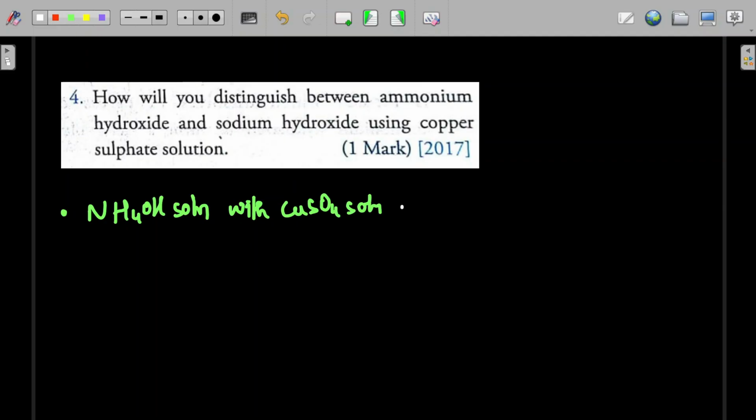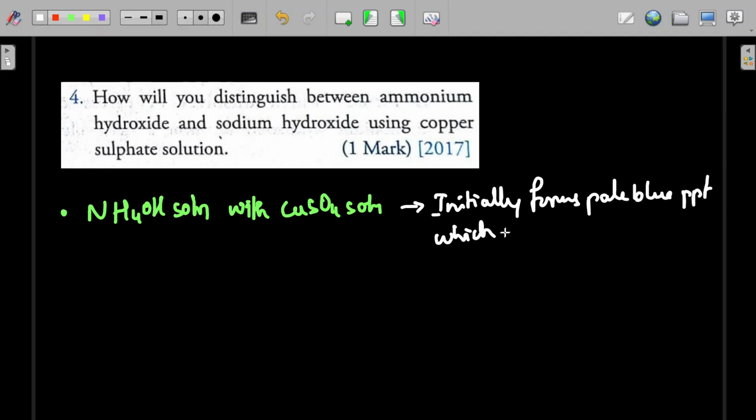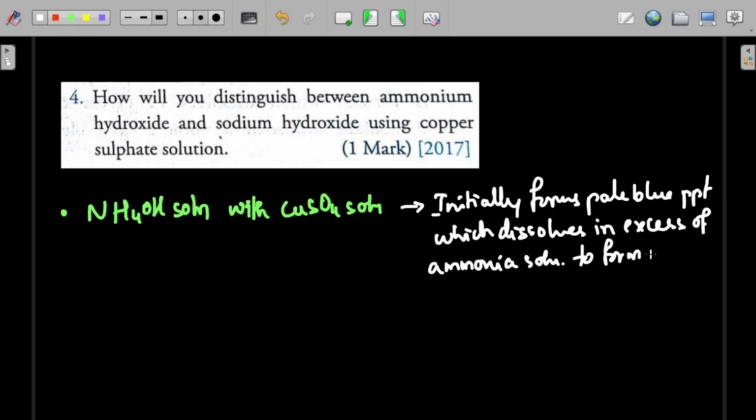Okay. So what we are getting here, initially forms pale blue PPT which dissolves in excess of ammonia solution to form inky blue solution. Inky blue solution. Right? This is the thing for this.